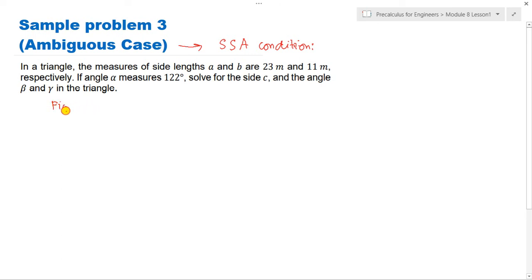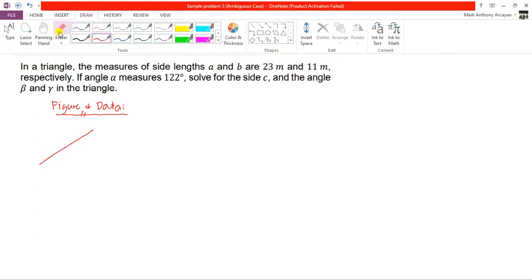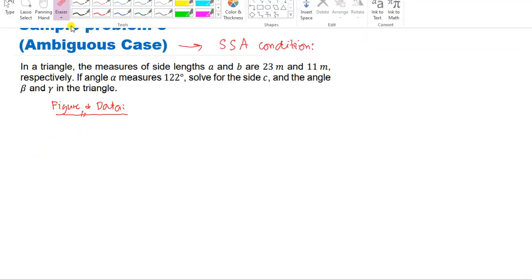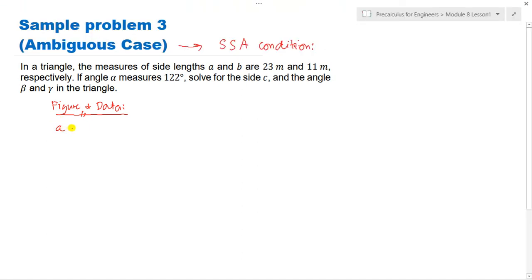So again, it is better that we draw the figure and data. Given side A and side B. Now, we can follow the previous condition. Here, A is greater than B because 23 meters is greater than 11 meters. And then alpha is 122 degrees. Since 122 is more than 90 degrees, this is an obtuse angle. So, we follow condition number 1. What is condition number 1?